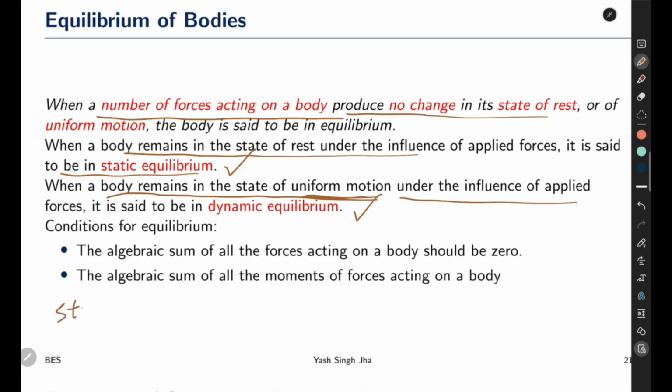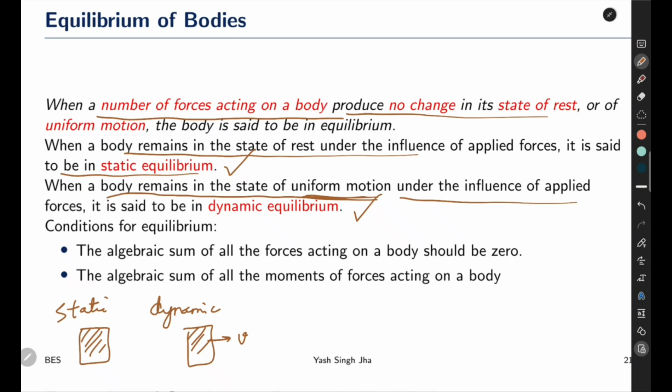So there are two kinds of equilibrium. First, static, which is when a body remains in a state of rest under application of applied forces. Second is dynamic. Dynamic is when a body keeps on moving at a uniform speed, or in a state of uniform motion, even under the influence of applied forces. That is a state of dynamic equilibrium.